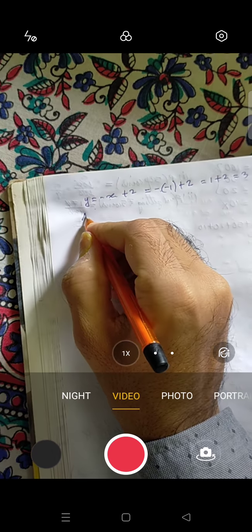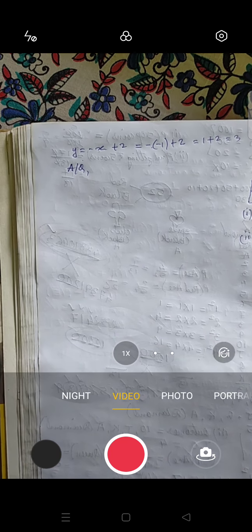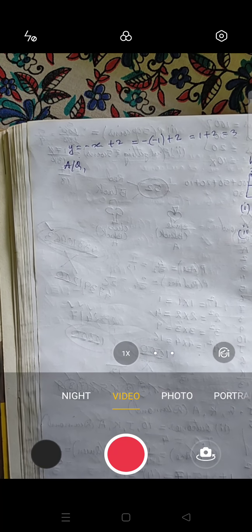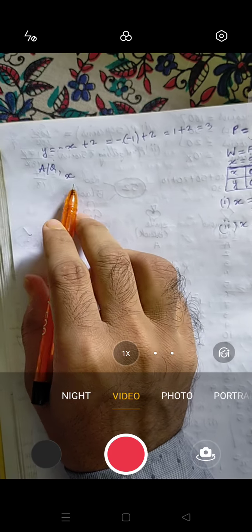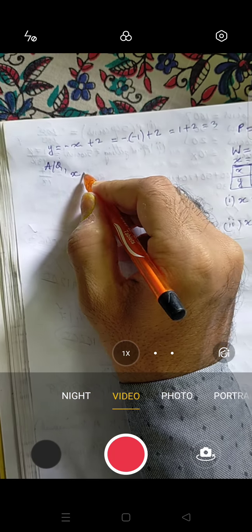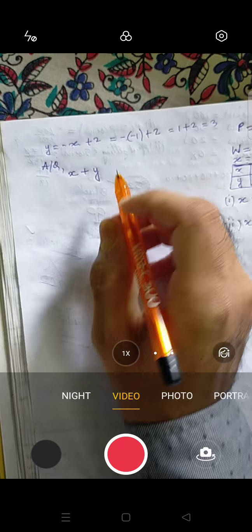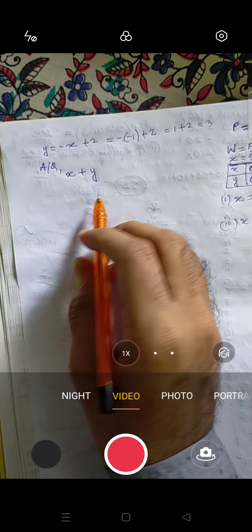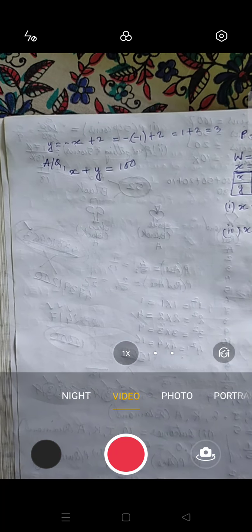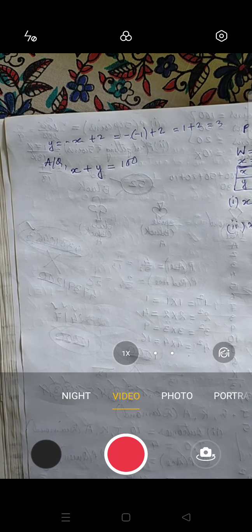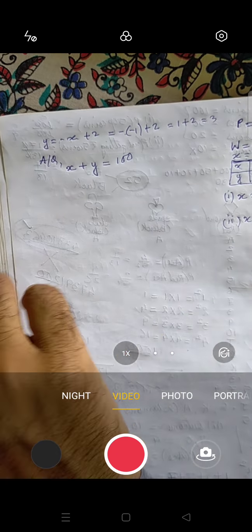Now I'm moving to the question. According to the question, both together contribute rupees 100. So this is the money contributed by Yamini, plus this is the money contributed by Fatima. Together they are contributing 100 rupees. Any problem? Okay, so we got the equation.